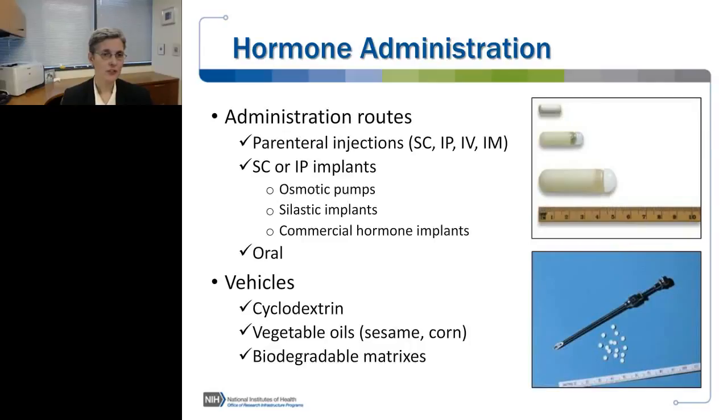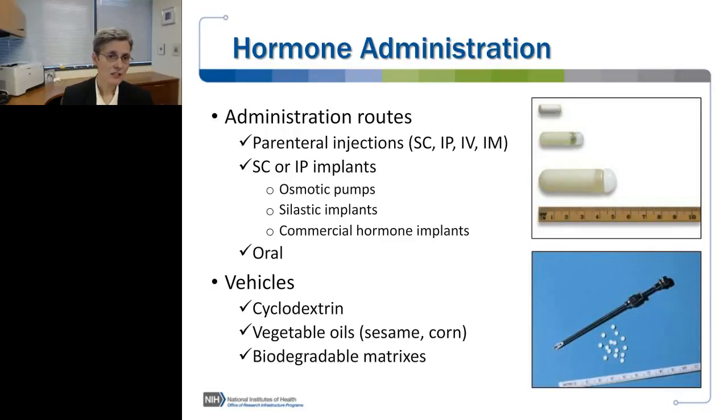If you want to look at hormone levels or you want to control hormone levels, not only can you reduce the levels, but you can selectively add hormones back if you want to see if it's estrogen versus progesterone that might be important, or testosterone versus DHT. And you're going to have to be skilled in different ways of administering these hormones. These can include parenteral injections, sub-Q, IP, IV, or IM injections. You can also use subcutaneous or IP implants involving either osmotic pumps, which I show here, silastic implants, which are homemade pumps, or commercial implants.